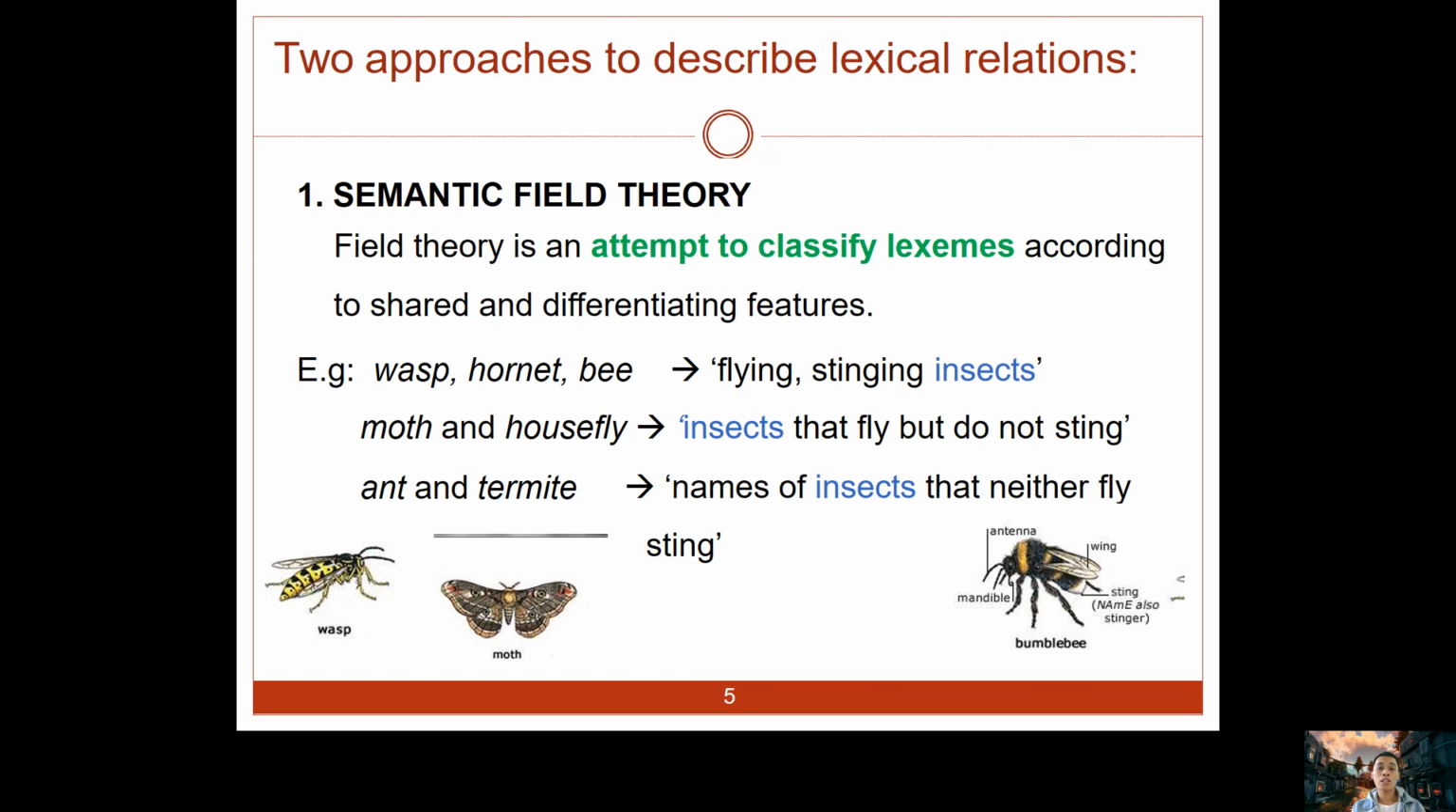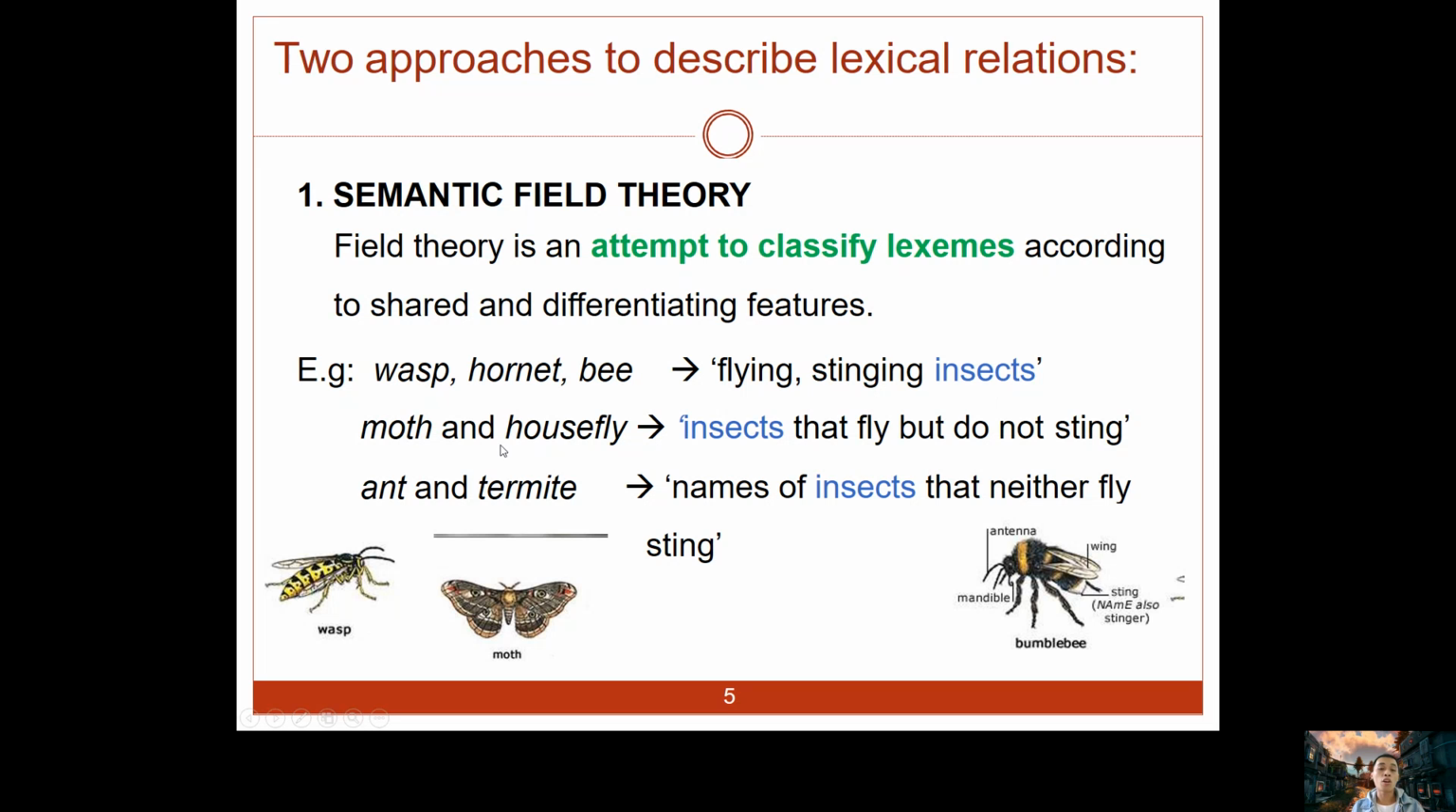As I told you before, there are two approaches to describe lexical relations. For the first, semantic field theory. What is the meaning of that? Field theory is a term to classify lexemes according to shared and differentiating features. Let's look at the example of wasp, hornet, and bee. These animals are flying, stinging insects.